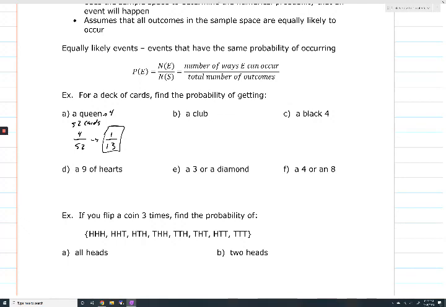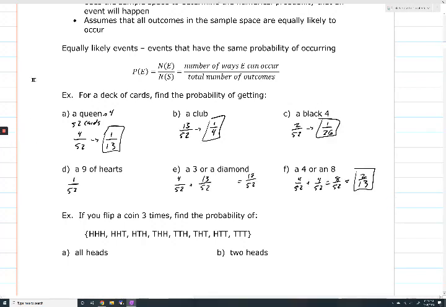Next, we're going to look at a club. Well, there are 13 clubs out of the 52 cards, which means we have a 1 in 4 chance of getting a club. Go through and do that same process to find the probability of getting the rest of these outcomes. All right, so next, how many black 4s are there? There's 2 black 4s. There's the 4 of clubs and the 4 of spades. 9 of hearts, there's only 1 9 of hearts, so 1 out of 52.